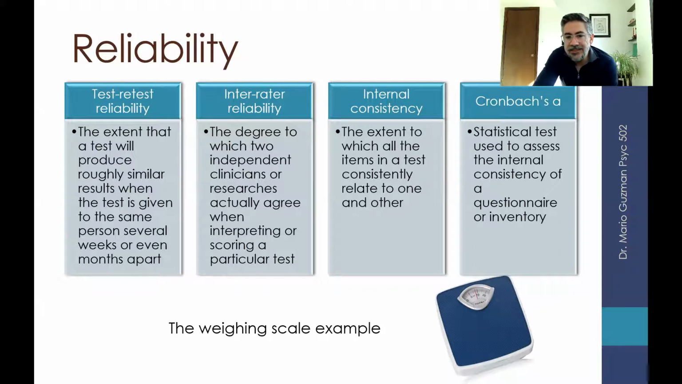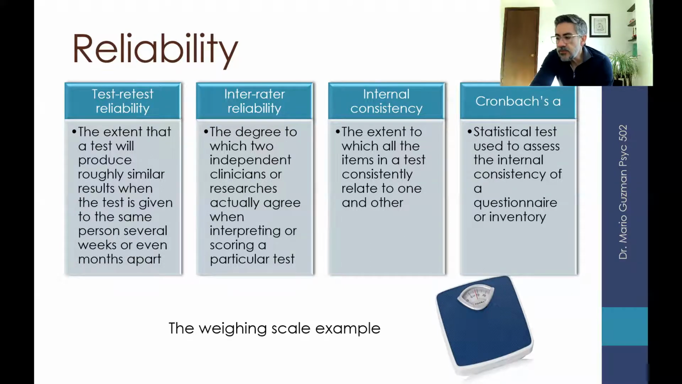Then internal consistency, the extent to which all the items in a test consistently relate to one another. So you want to know that all the items are talking about depression or anxiety. It's not that now they are talking about cancer and then about diabetes, right? And the alpha of Cronbach is a statistical test that is used, the Greek letter alpha, just to prove that the questionnaires or the scales have internal consistency.